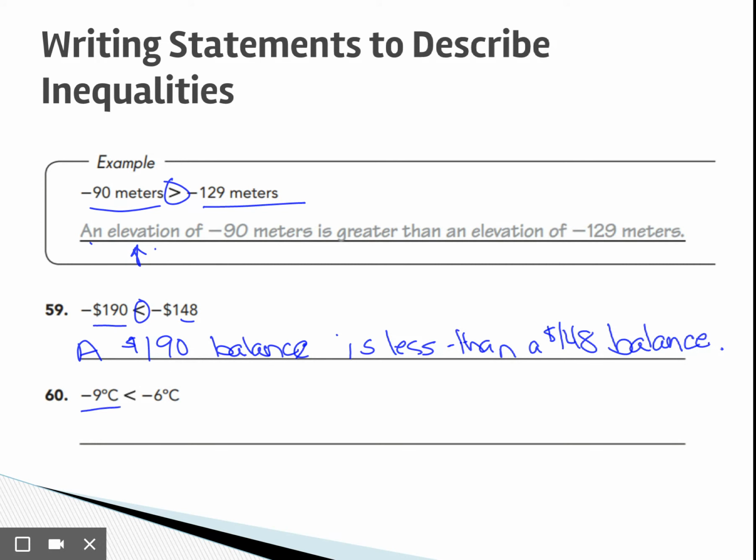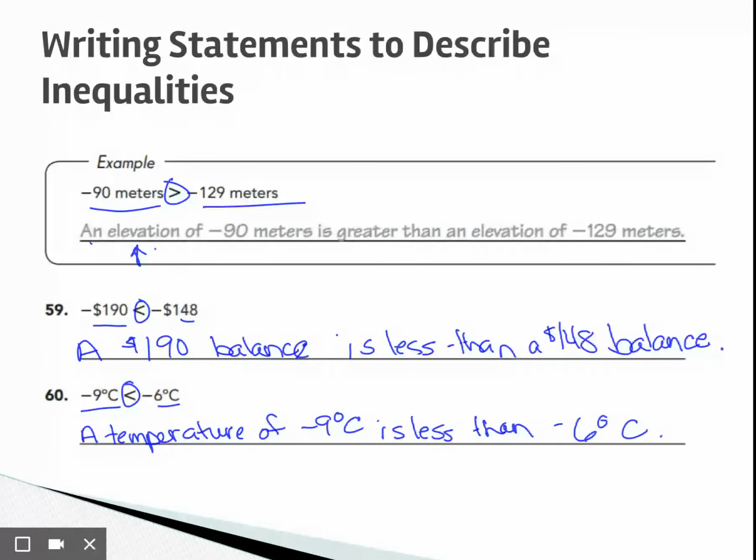Number 6, negative 9 degrees Celsius is less than negative 6 degrees Celsius. We know they're talking about temperature. This is an easy one. A temperature of negative 9 degrees Celsius is less than negative 6 degrees Celsius. And nothing needed to overcomplicate.